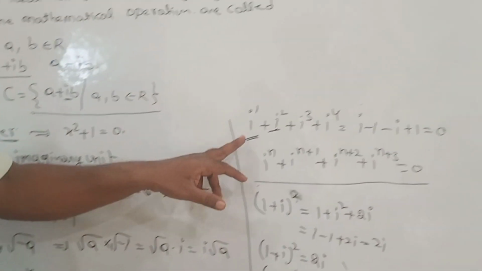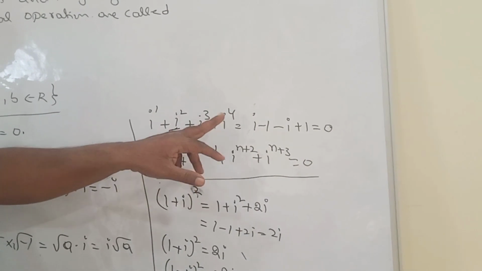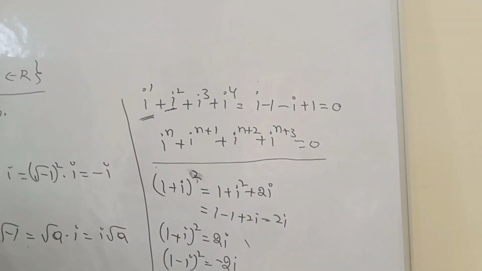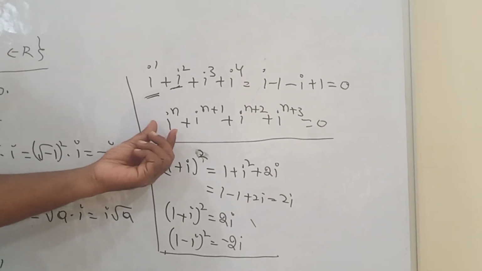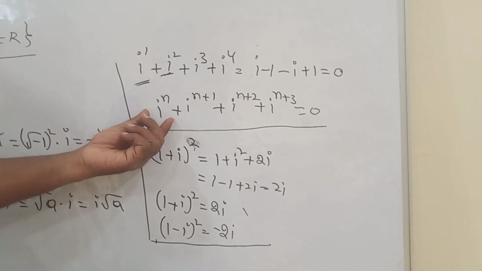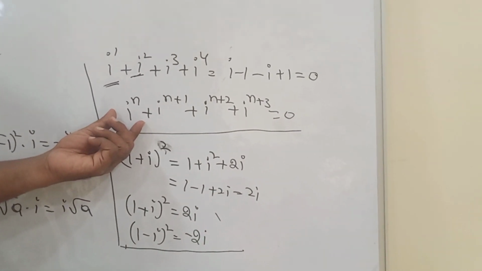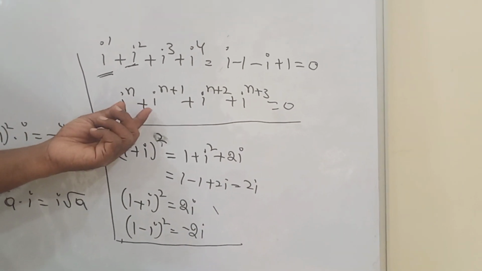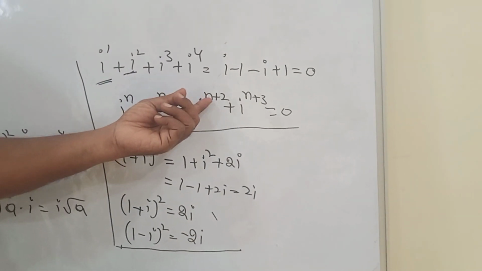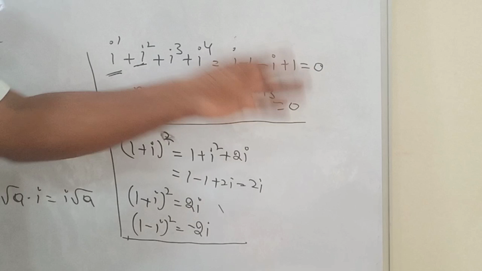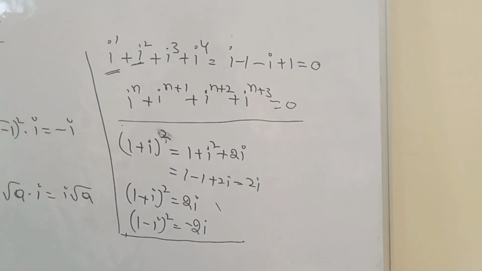You take i plus i square plus i cube plus i power 4. The summation of these is equal to 0. For four successive powers of the imaginary number, i power n plus i power n plus 1 plus i power n plus 2 plus i power n plus 3, the summation is equal to 0.